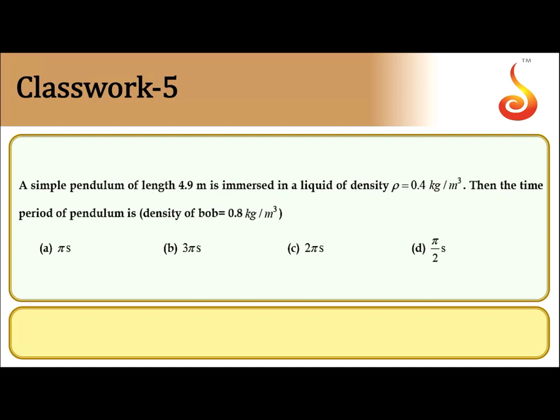A simple pendulum of length 4.9 meter is immersed in liquid of density 0.4 kg per meter cube. Then the time period of the pendulum is, given that the density of the bob is 0.8 kg per meter cube. Okay. So here the construction is like this. This is the natural position and this is the displaced position. What are all the forces acting? Weight and tension and of course up thrust, right?